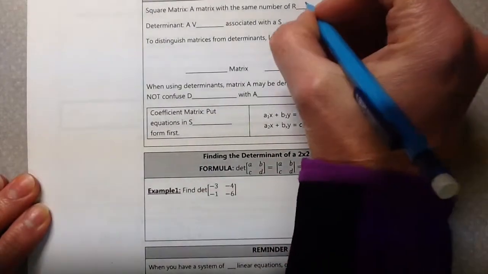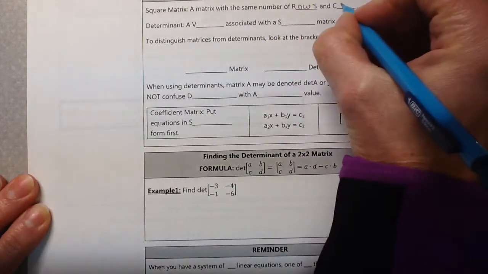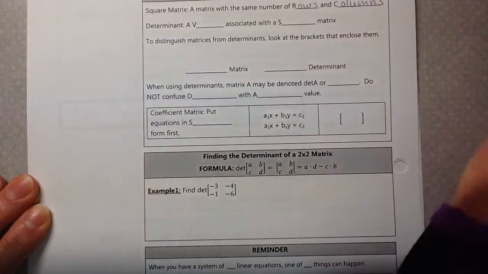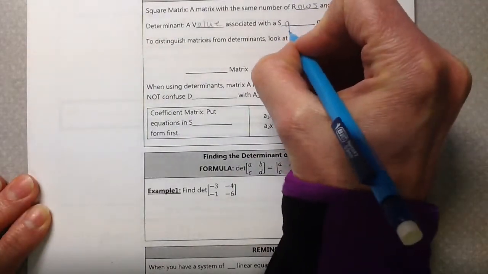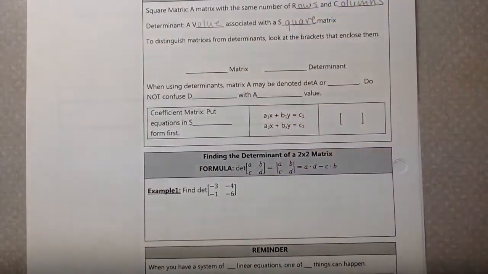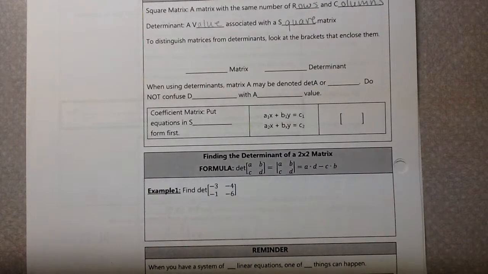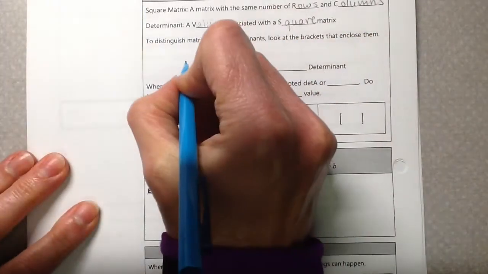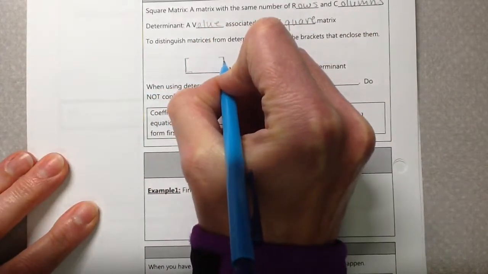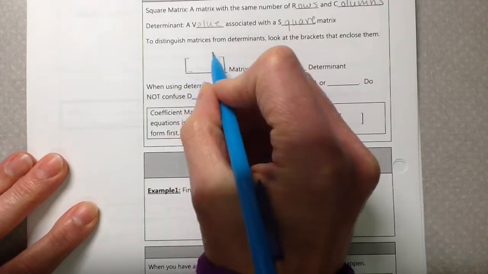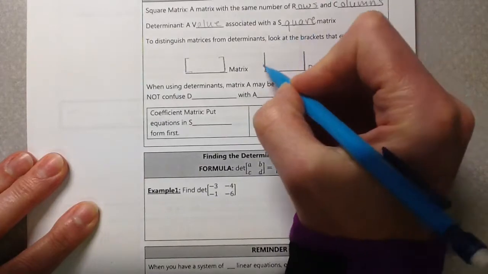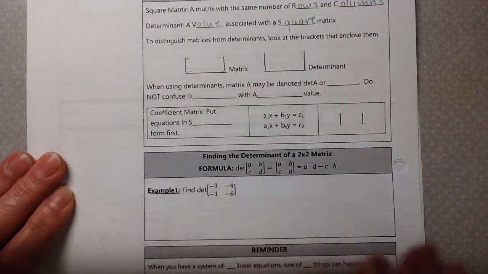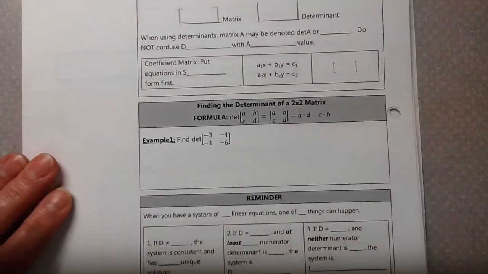A square matrix is a matrix with the same number of rows and columns. A determinant is a value associated with a square matrix. And to distinguish matrices from determinants, you want to look at the brackets that enclose them. So a matrix is enclosed by brackets. A determinant is enclosed by something that looks like an absolute value, but it's not an absolute value. It just kind of has the same appearance.